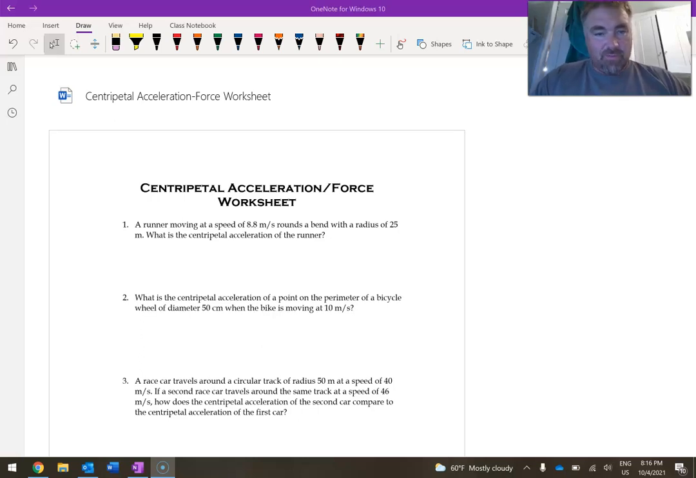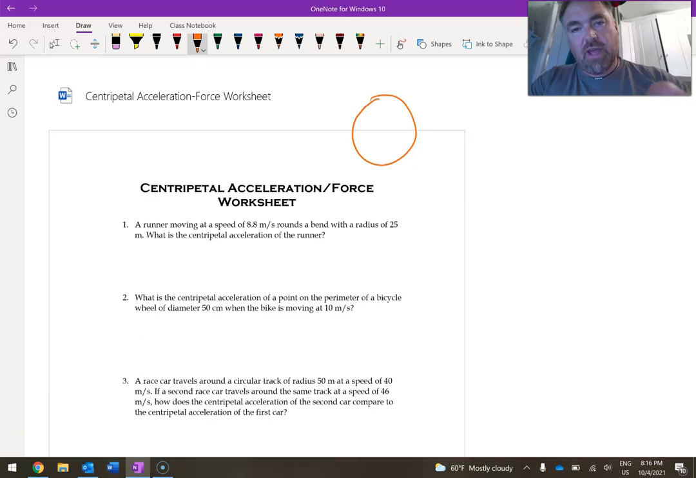Okay, in this recording, we're going to be looking at the centripetal acceleration / centripetal force worksheet. And quick reminder, centripetal force, we're talking about things that are moving in a circular path. And so if we talk about this thing, let's say this thing is moving in a clockwise rotation, remember that the velocity is always going to be tangent to the circle.